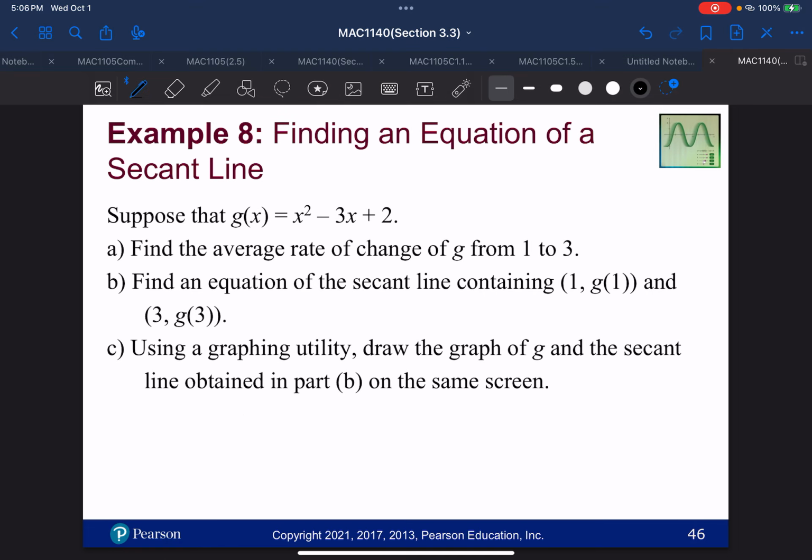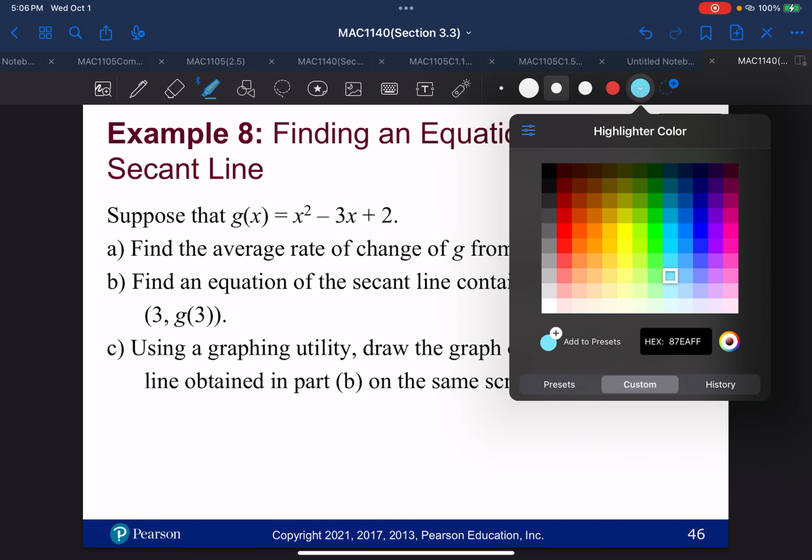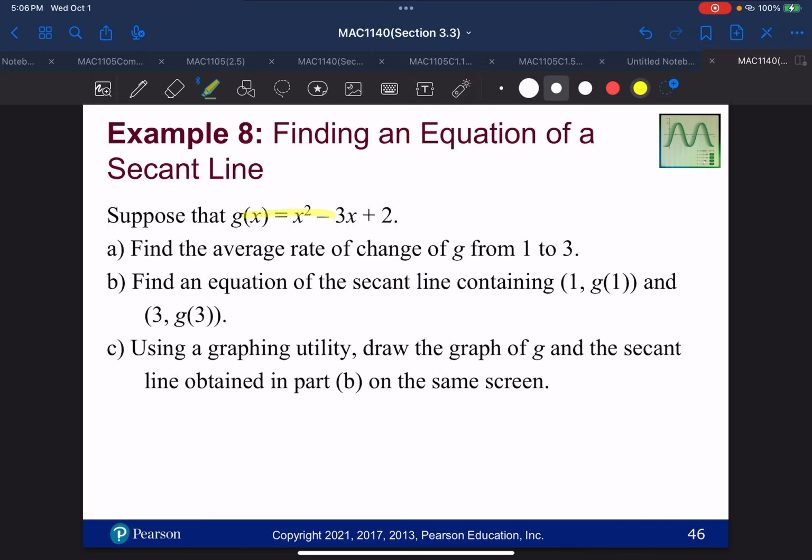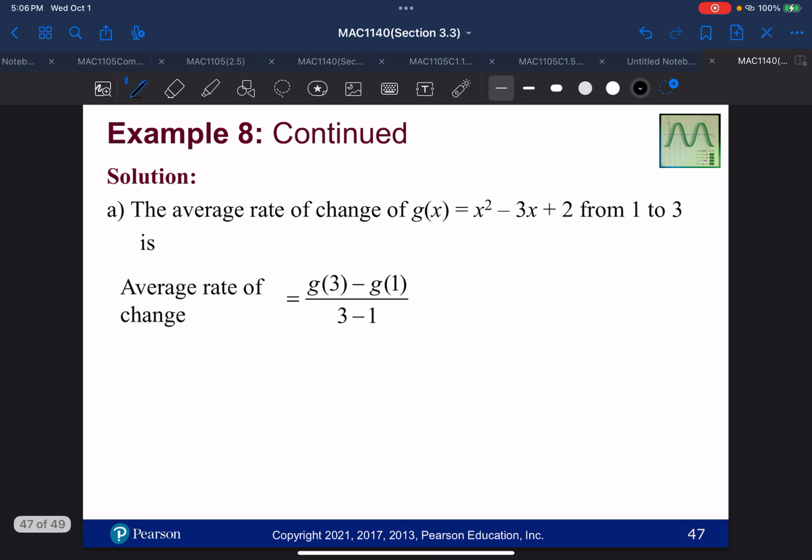Okay, this is my last example, so we're almost done. This says, suppose that g of x is equal to x squared minus 3x plus 2. It wants us to find the average rate of change of g from 1 to 3. And then it wants us to find an equation of the secant line containing 1 comma g of 1 and 3 comma g of 3. And I'll talk about c in a second.